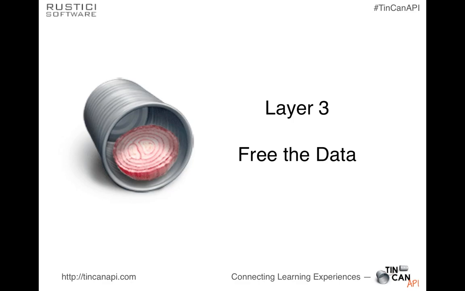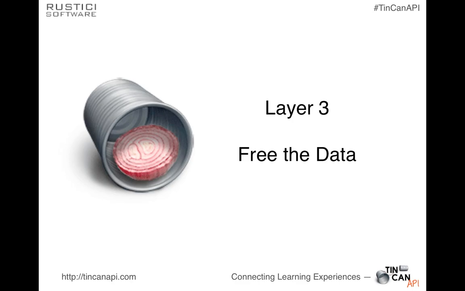The next layer of the Tin Can onion is what I like to call free the data. So in a SCORM world, a SCORM course, a SCO, would report a lot of good data oftentimes, and it would then go into your LMS, and then it would die a horrible death in this black hole pit where it would never come out, and you wouldn't be able to really analyze it and slice it and dice it and do the things that you wanted to.